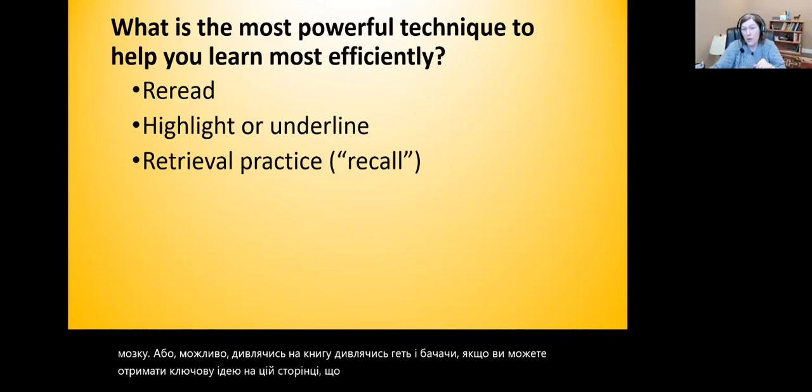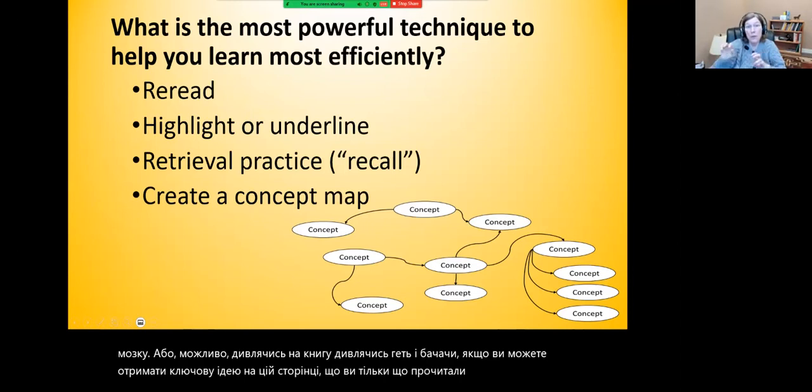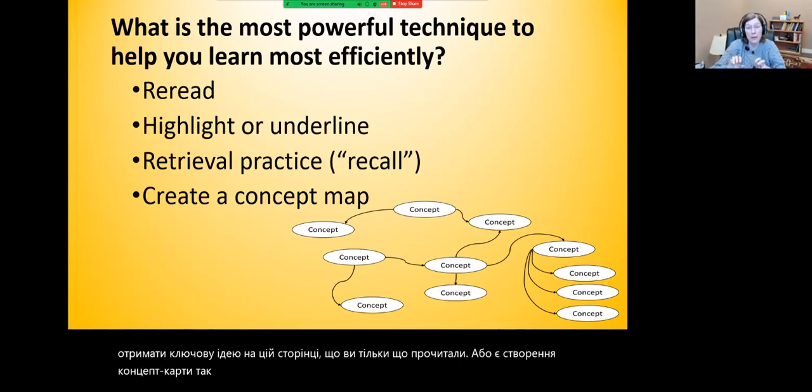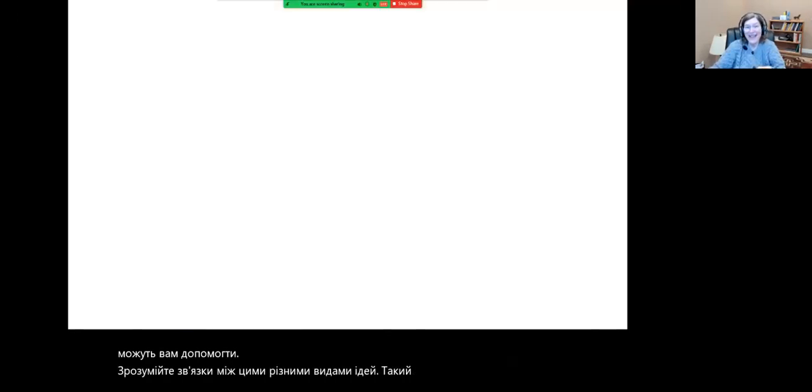Or there's creating a concept map. Basically, you're creating an outline, a set of materials that can help you understand the connections between these different kinds of ideas. So, let's see what you think.